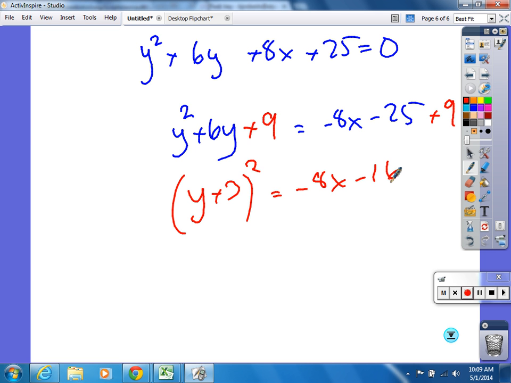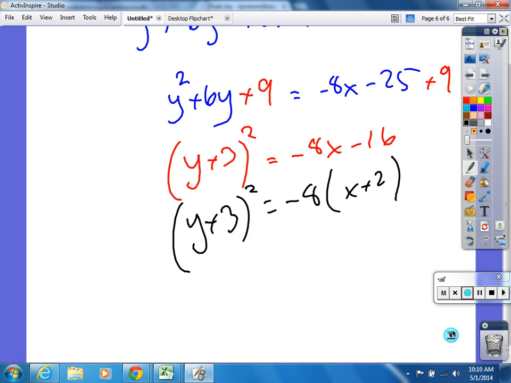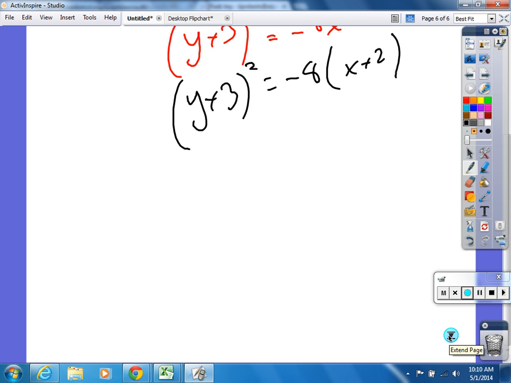Is that in standard form? No, it's not. I have to factor out the negative 8, because in the form, it has 4p parentheses, x or y by himself, right? Right now, x is not by himself. So I'm going to go ahead and factor him out. So I still got the y plus 3 squared equals, factor out the negative 8, and that is now what? X plus 2.